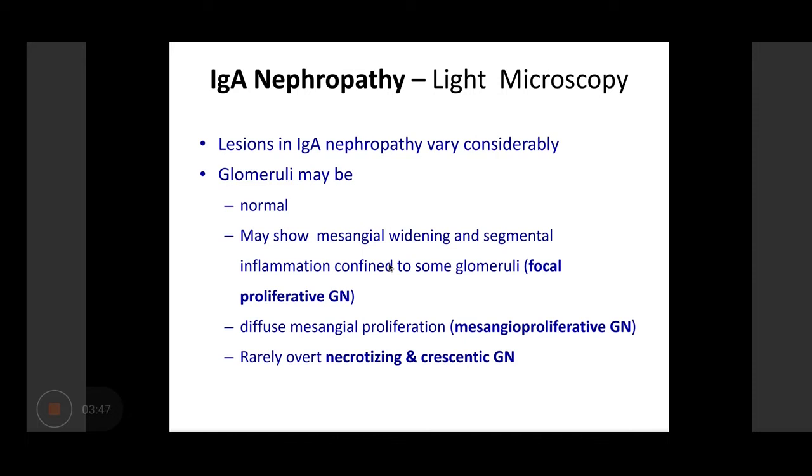Now we come on to the changes of IgA nephropathy in the kidney biopsy. On light microscopy, the glomeruli show a variety of changes. In some cases, they may be completely normal. Others will show mesangial widening and segmental inflammation confined only to some of the glomeruli. This is referred to as focal proliferative glomerulonephritis. In some cases, there is diffuse mesangial proliferation as well, where it is referred to as mesangioproliferative glomerulonephritis. Rarely, there is overt necrotizing and crescentic glomerulonephritis.